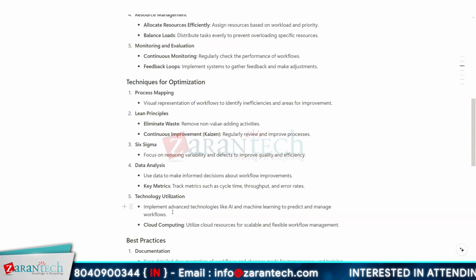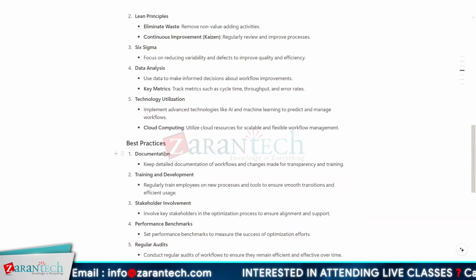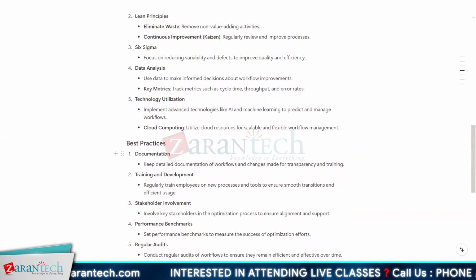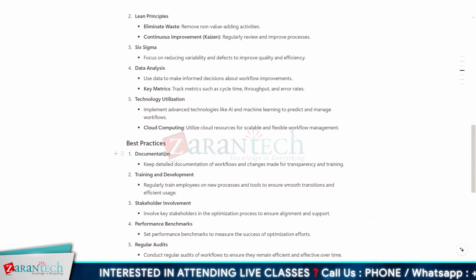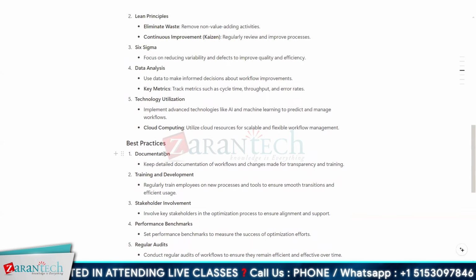Then we have some of the best practices which we are going to discuss. The first one is documentation. So keep detailed documentation of workflows and changes made for transparency and training. So we are required to keep detailed documentation of workflows and changes made for transparency and training purposes.